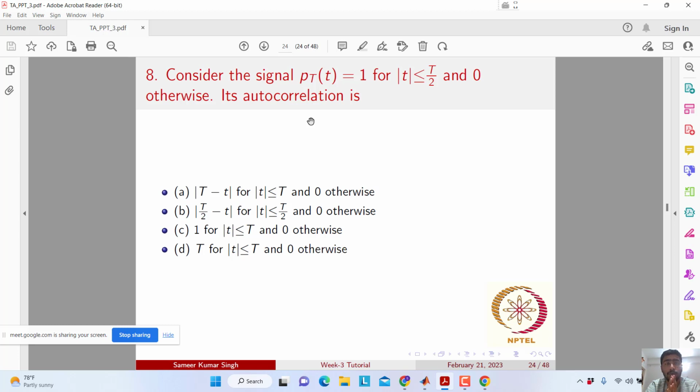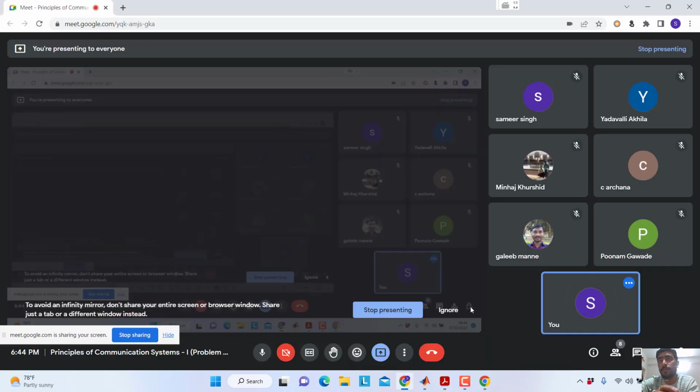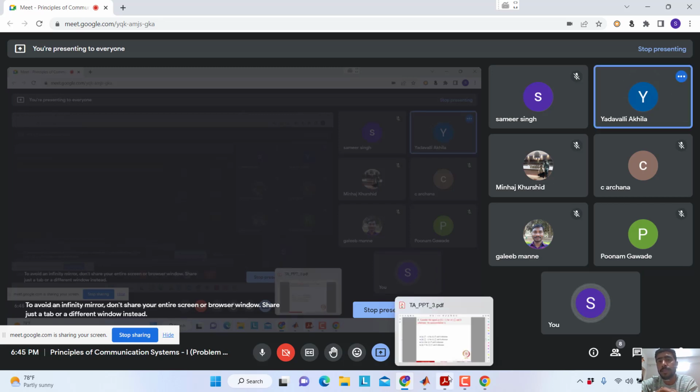If the question is clear, try to solve it. We will wait for others' response. Please participate. If you have doubt, please ask. Question is clear? Akila? Archana? Akila ma'am? Archana ma'am? Okay, please participate.